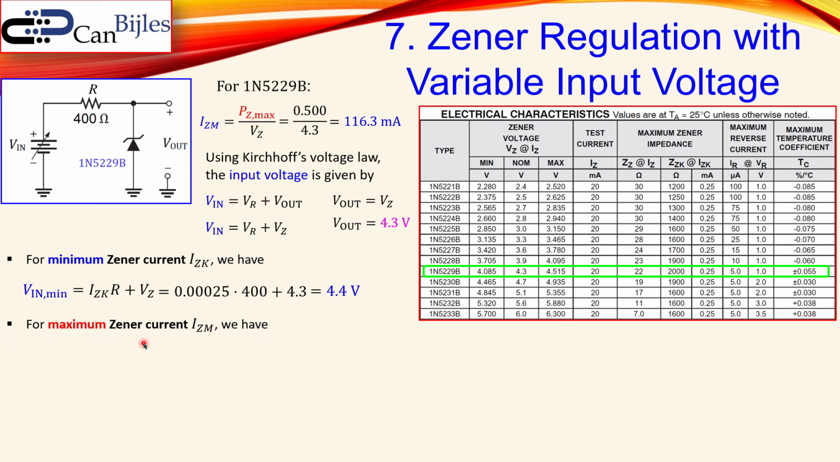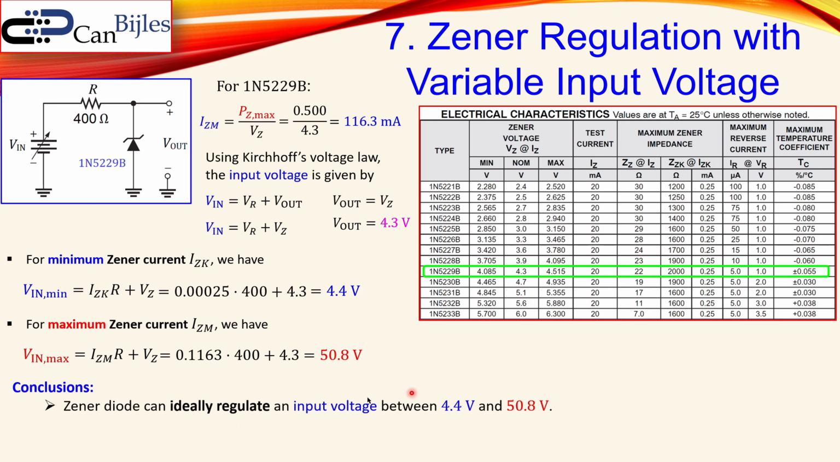The maximum possible input voltage will be calculated using the maximum Zener current, IZM. And we have already calculated that, so if I now substitute values, you can see the IZM times R plus VZ. And that will be this. And if I now work it out, it will be 50.8 volts. So I can say, conclusion, the Zener diode can ideally regulate an input voltage between 4.4 and 50.8 volts.